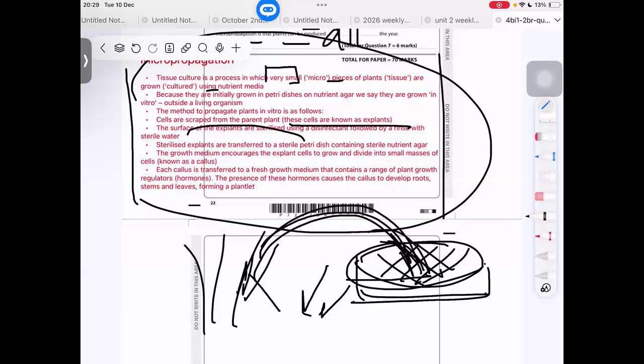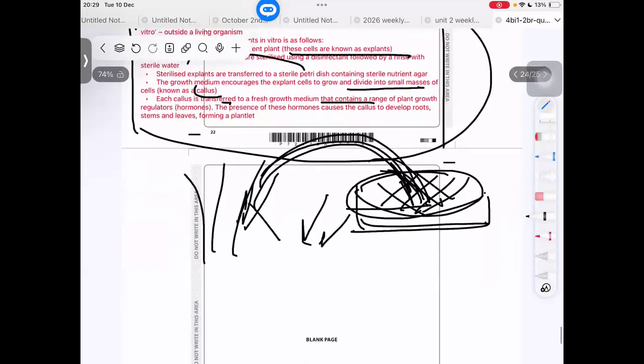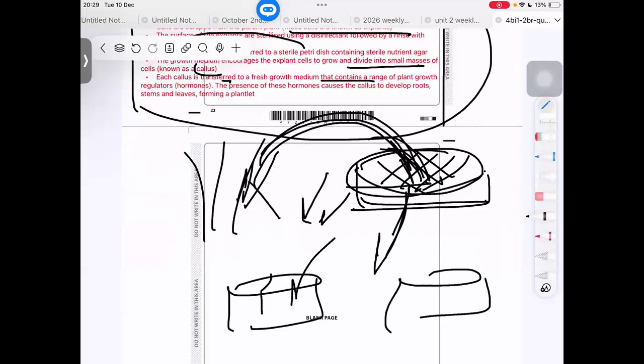They divide into small masses of cells known as a callus. Each callus is transferred to a fresh growth medium that contains a range of plant growth hormones. After the callus is taken out, you put it into different petri dishes and add the relevant plant hormones. So the callus can differentiate into roots, stems, and leaves, and it can form a small plant.